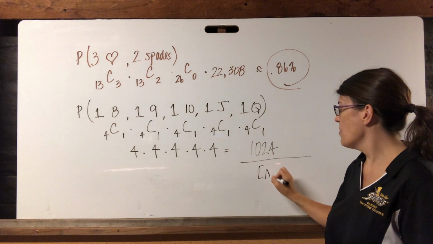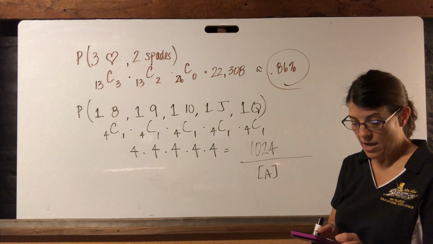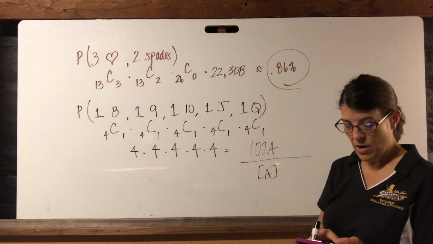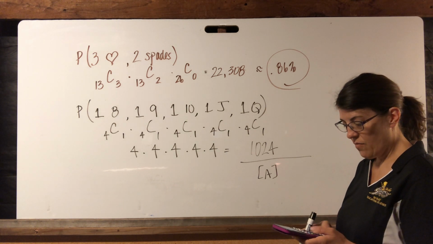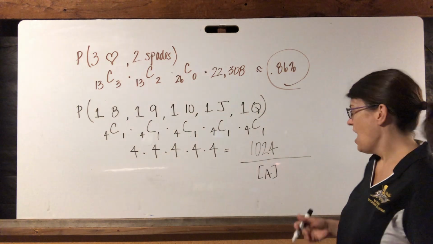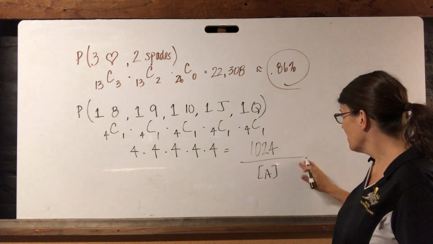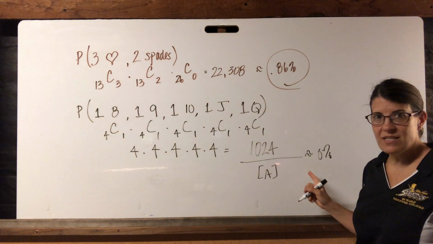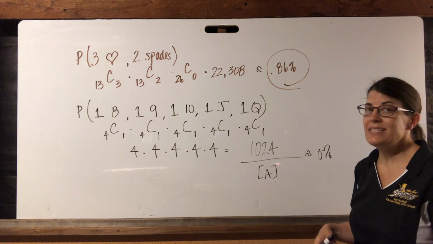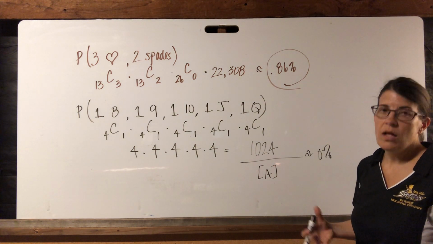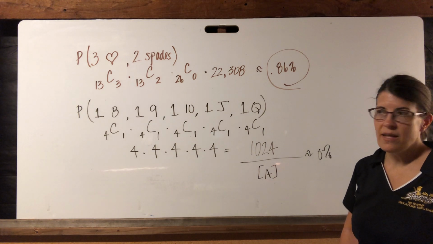Which for me was stored in letter A. Let's see, 1024 divided by A. Slim to none. Is it actually 0? No, but the percentage is so small, I wouldn't be betting any money on it.